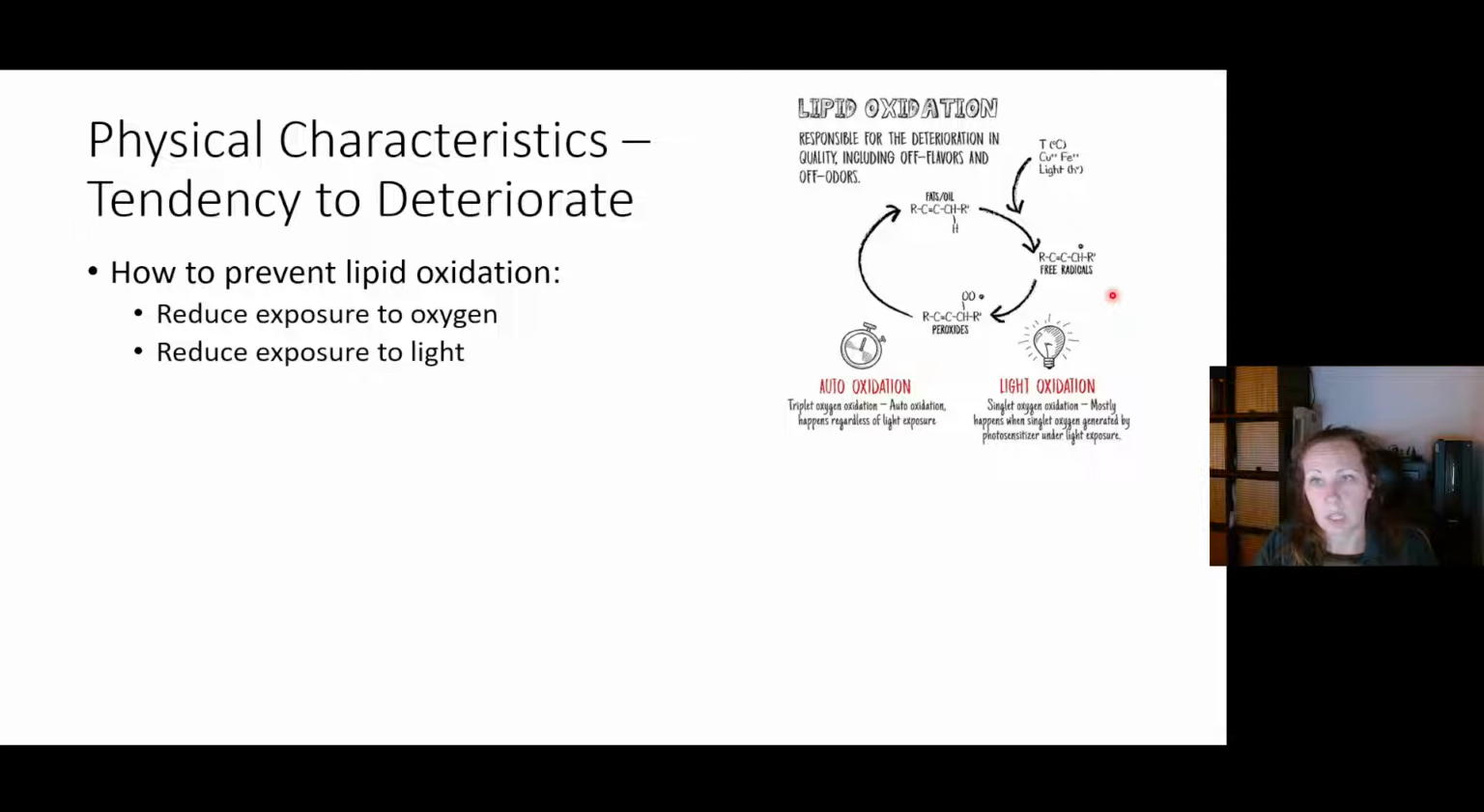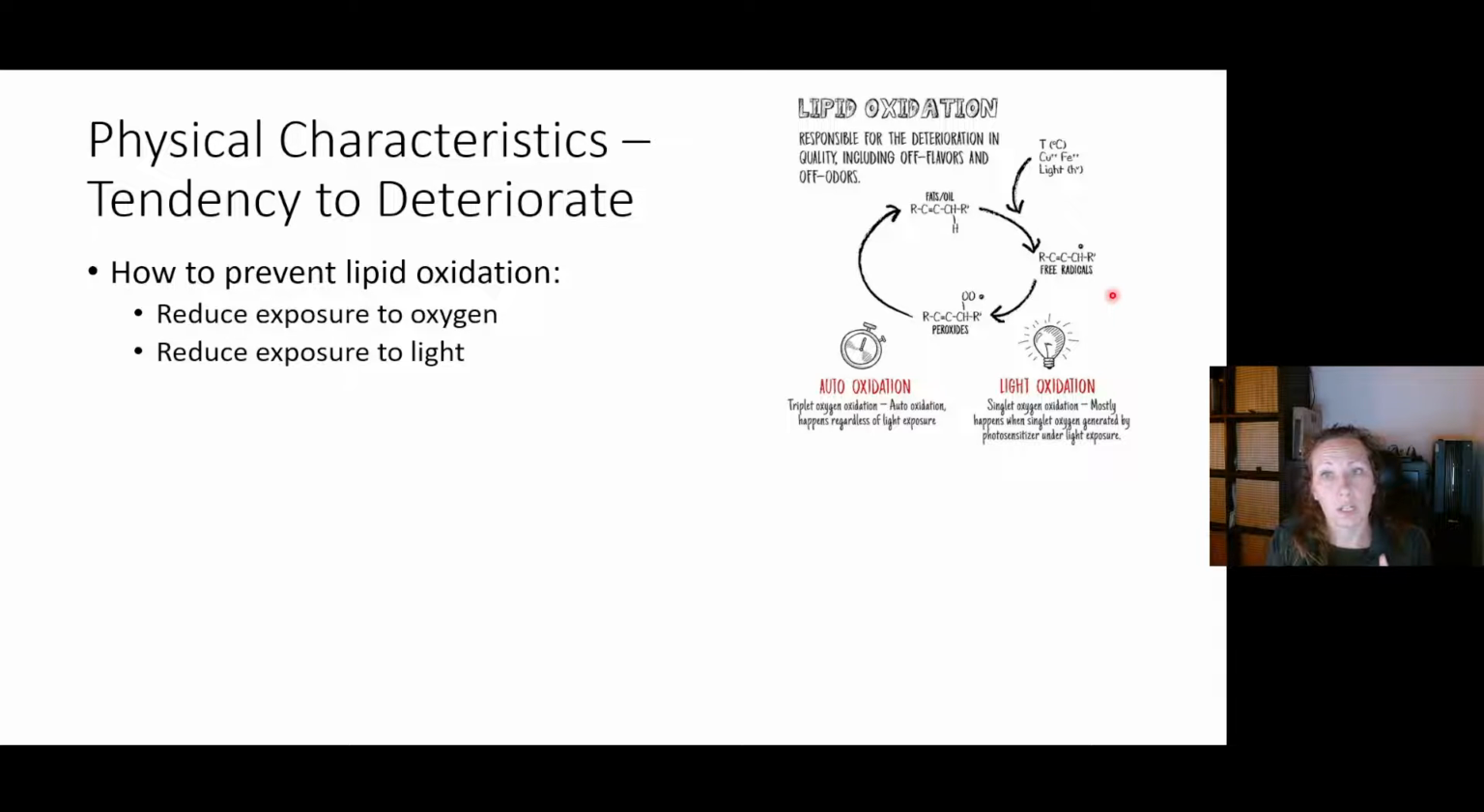Number two, reducing exposure to light. This is why you'll see a lot of your more polyunsaturated oils stored in dark containers, like olive oil. Olive oil is pretty susceptible to lipid oxidation, even though it is mostly monounsaturated fat, or a good amount of monounsaturated fat. And so that's why you'll see olive oil in dark containers. We'll see the same thing for avocado oil, for grapeseed oil.